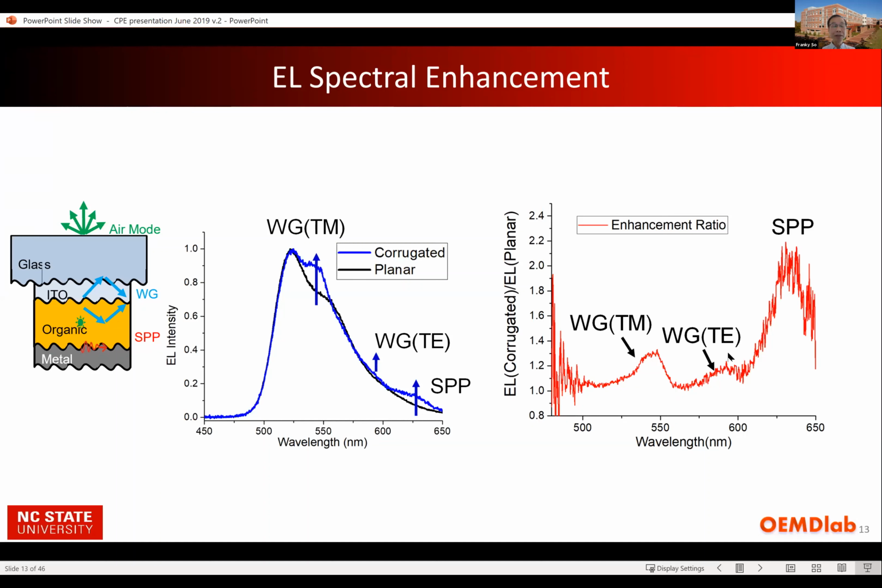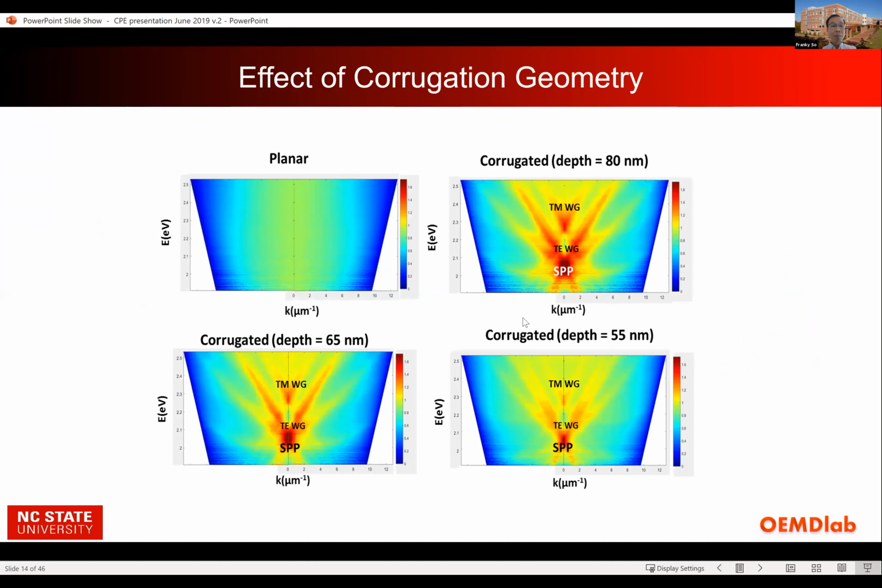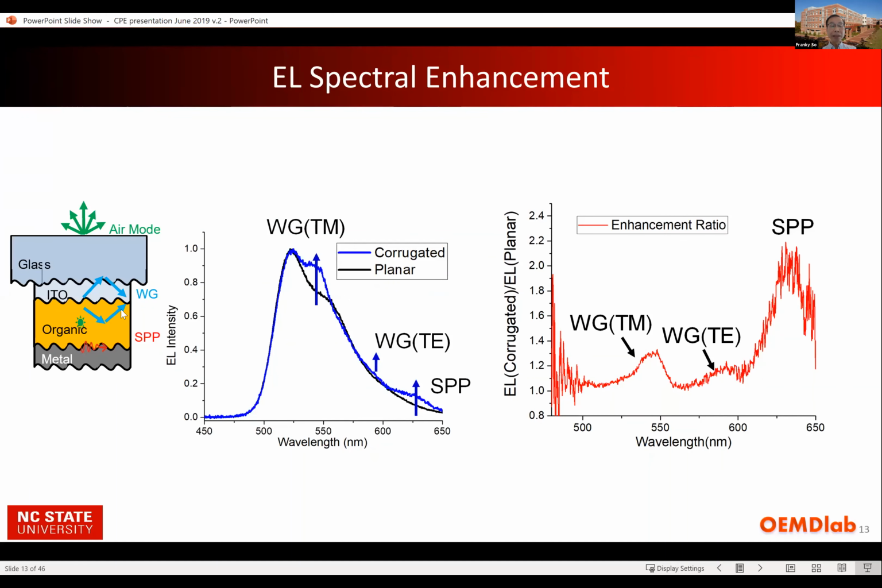So the question is, why do we see that? Well, we see that because we have very strong diffraction coming from the metal organic interface. On the other hand, for the TE waveguide mode extraction, you need to have sufficient index contrast to diffract the light. If the index contrast is not large enough, then we see a weaker diffraction effect.